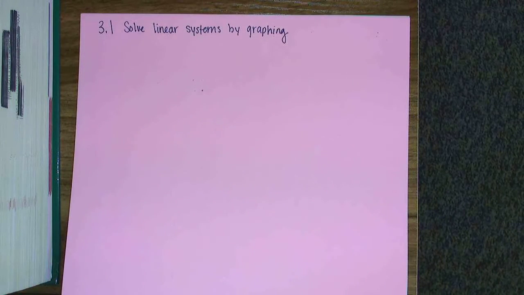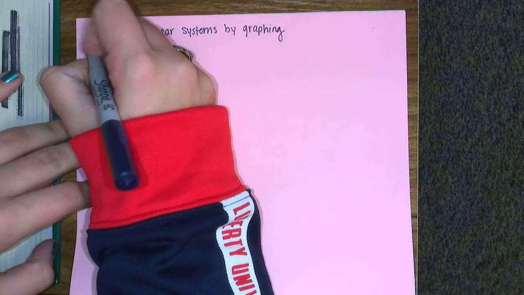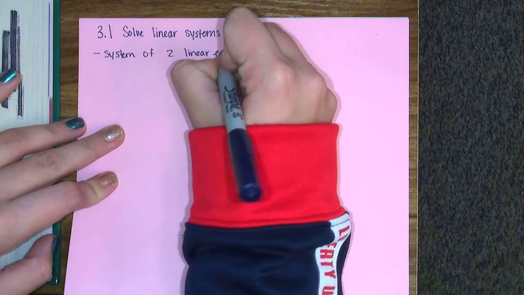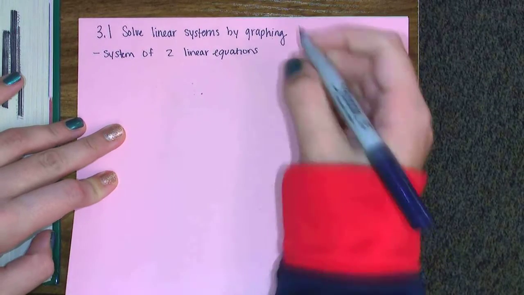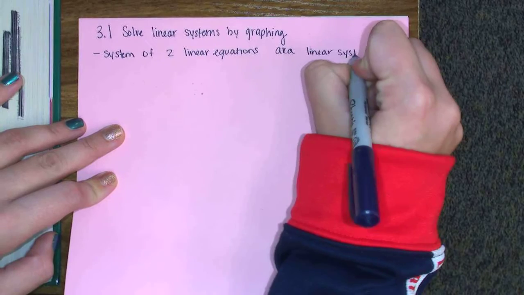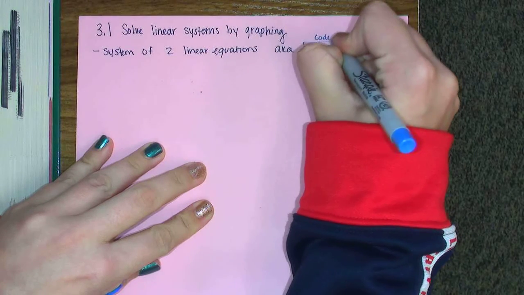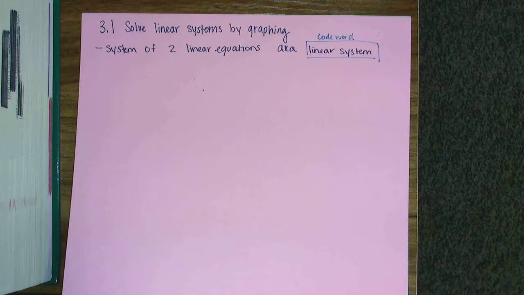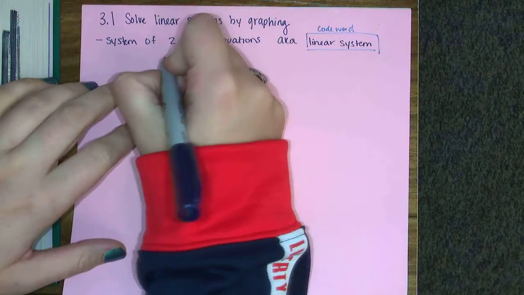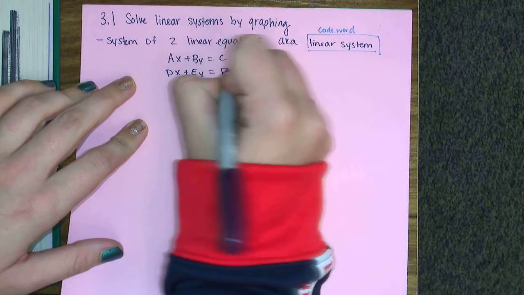Okay, so basically we're looking at two equations in two variables. So we're looking at a system of two linear equations. Another name for it is a linear system, and that is going to be your code word. It consists of two equations that can be written in the following form. Basically, ax plus by is equal to c, and dx plus ey is equal to f.